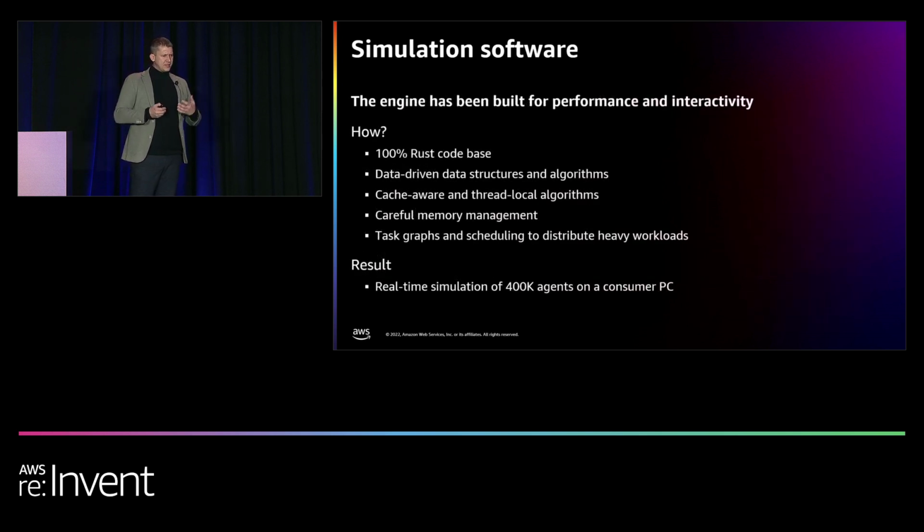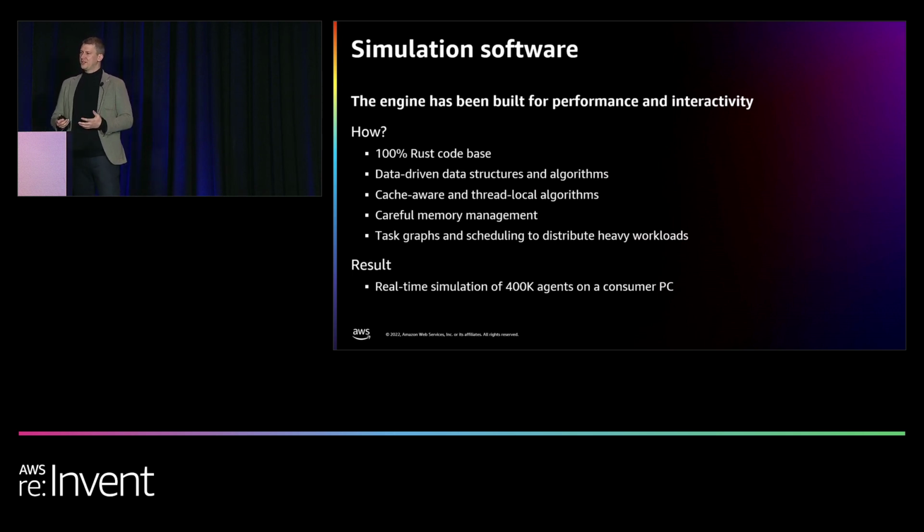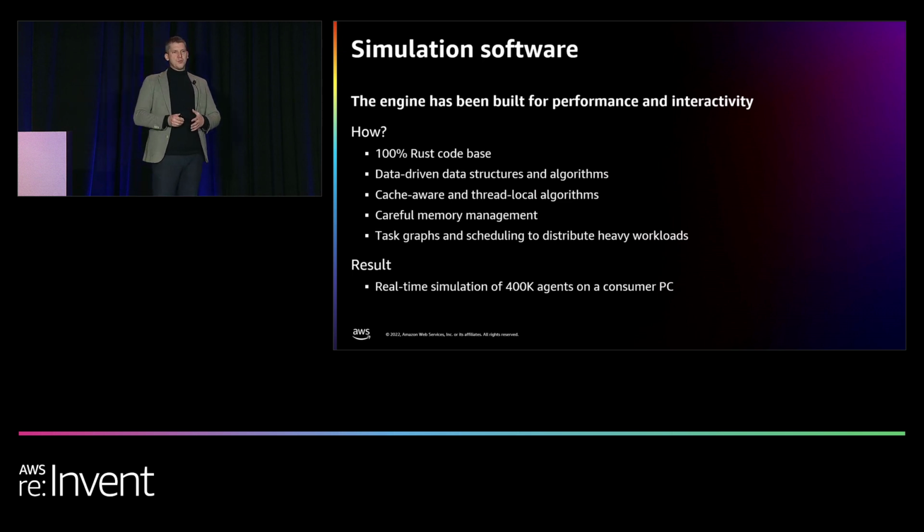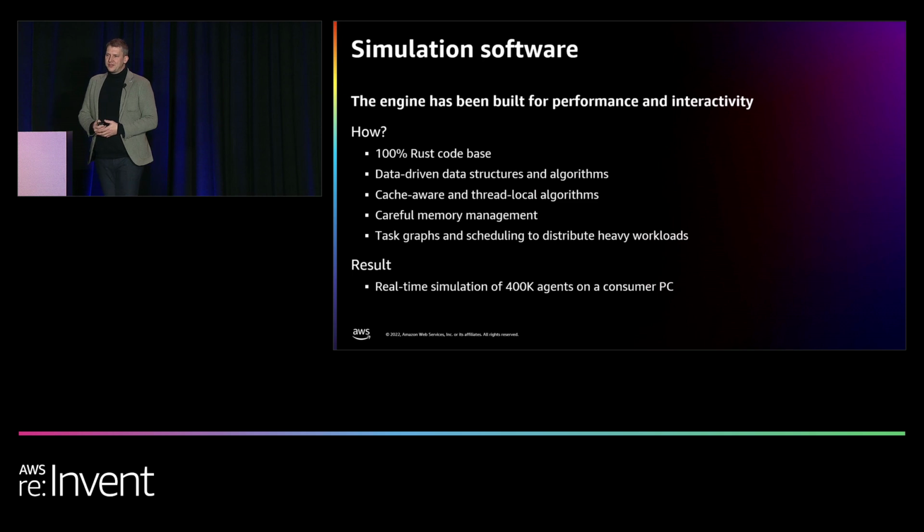This engine has been built for performance and interactivity, and these are some tricks we used. We started off with a C++ engine, but it had some memory bugs, and we wanted to make it more safe and in such a way that it also scales on machines with many computing cores. So we moved from C++ to Rust, and we also moved from an object-oriented way of programming to a data-driven way. We looked at how memory behaved on machines, so we transformed our algorithms so that they became cache-aware.